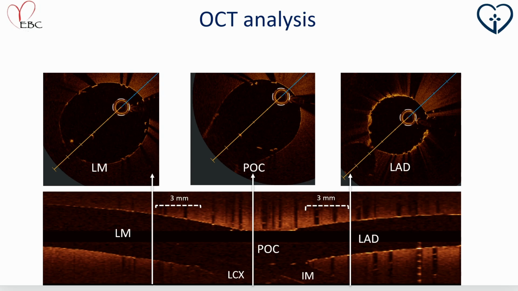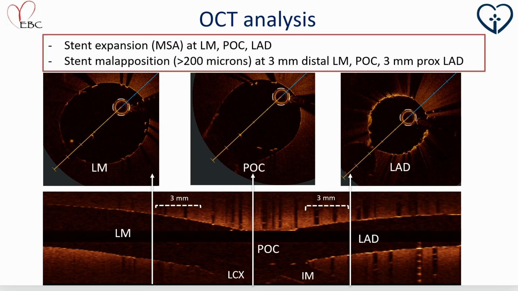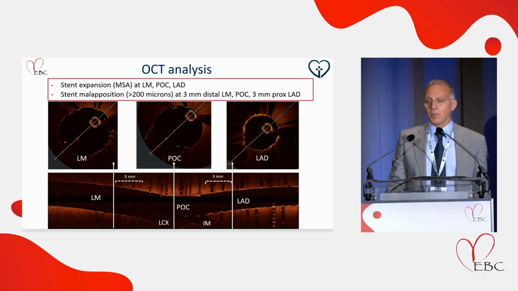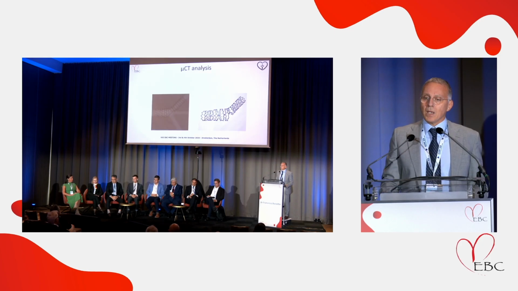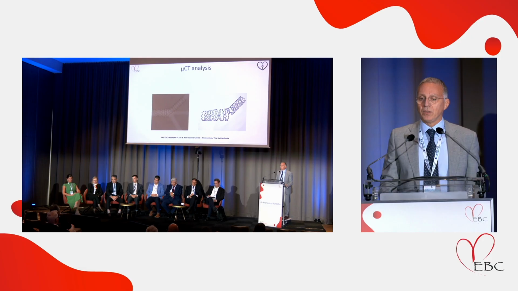So then we performed the OCT analysis to assess the stent expansion at different spots, left main, POT, and LAD, so the stented area, and stent malapposition. We selected a measured malapposition of more than 200 microns at 3 millimeters distal left main, POC, and LAD. And then we performed also micro-CT analysis.